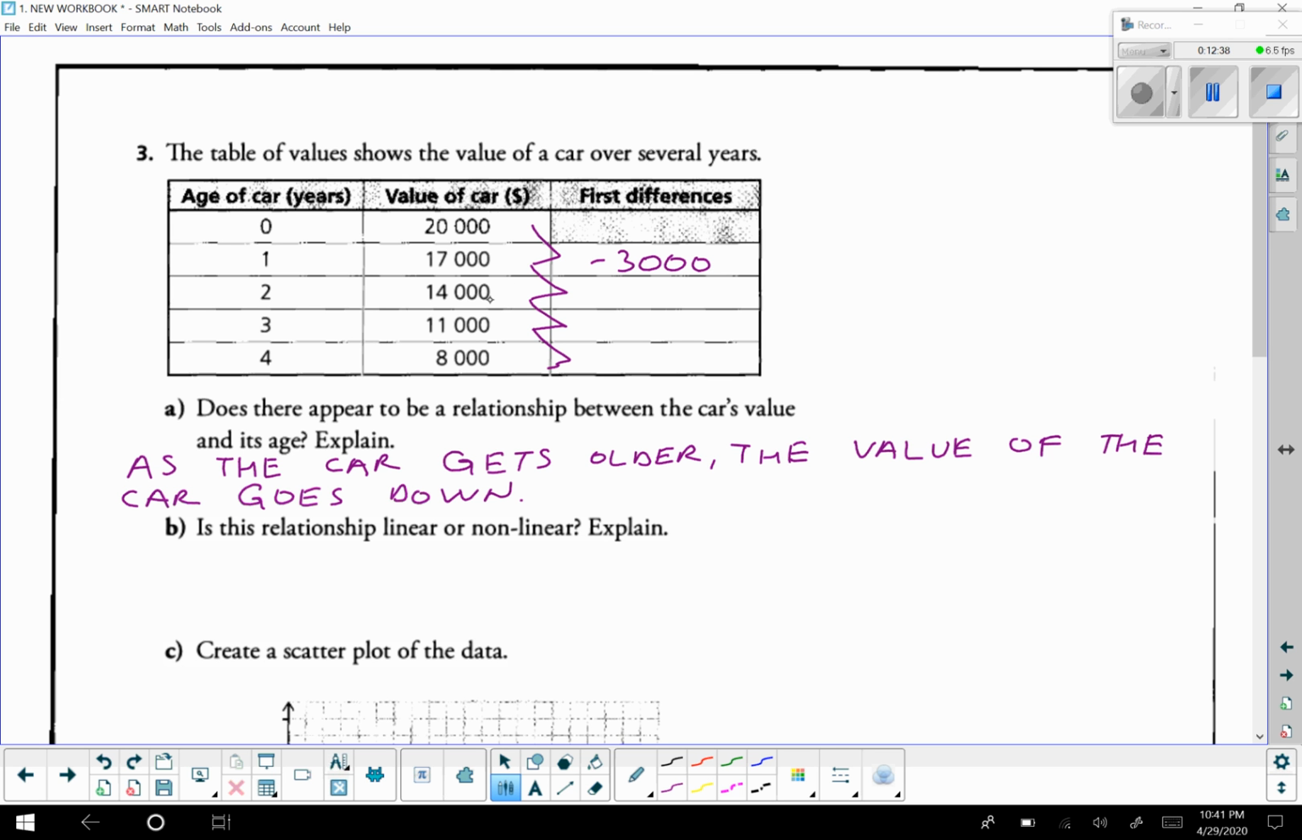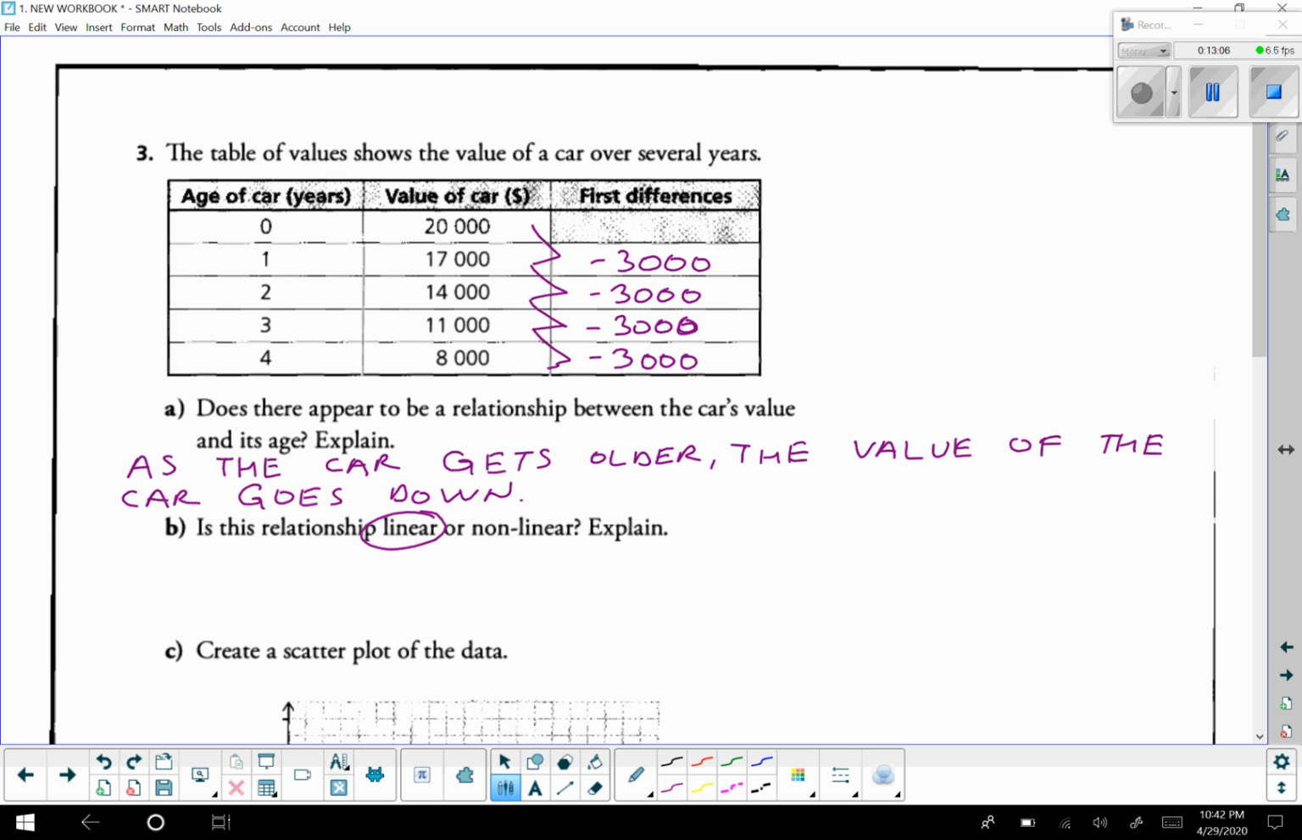In the second year, 14,000, 17,000, it's also 3,000. Oh, interesting. And then 11,000 minus 14, also 3,000 lost. And then 8 minus 11, also 3,000. So we could say, okay, this is linear. It's decreasing by the same amount every year. Is this realistic? Probably not, but we'll talk about that a little later.